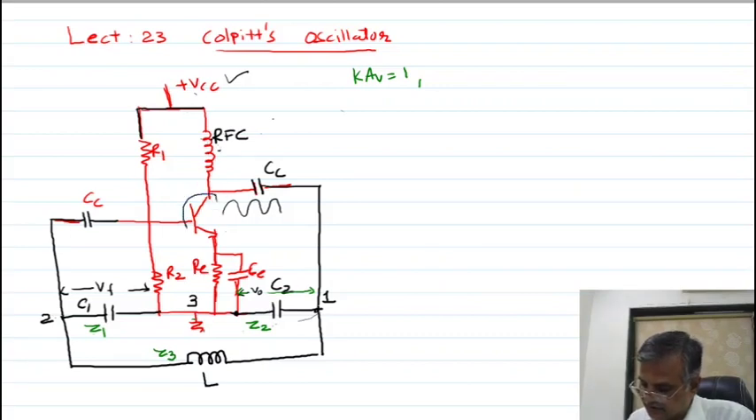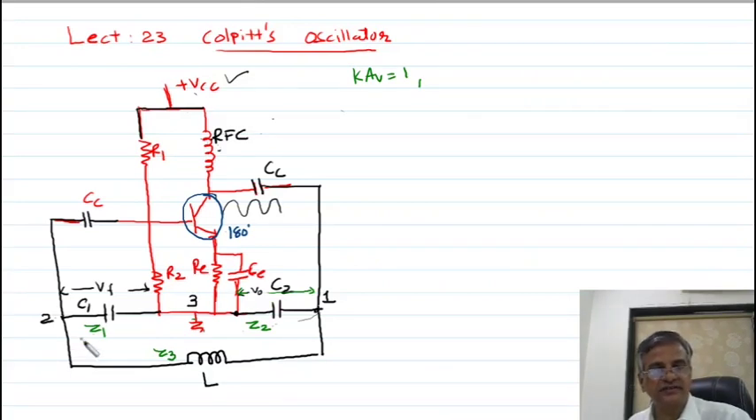The transistor, that is the associated amplifier circuit, produces a 180-degree phase shift. This amplifier circuit produces a signal having a 180-degree phase shift. And at the same time, this tank circuit also produces a 180-degree phase shift.